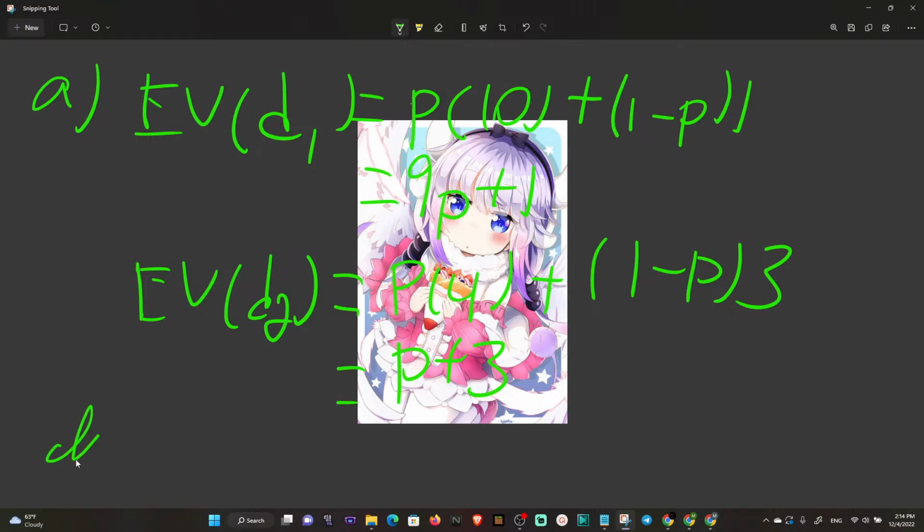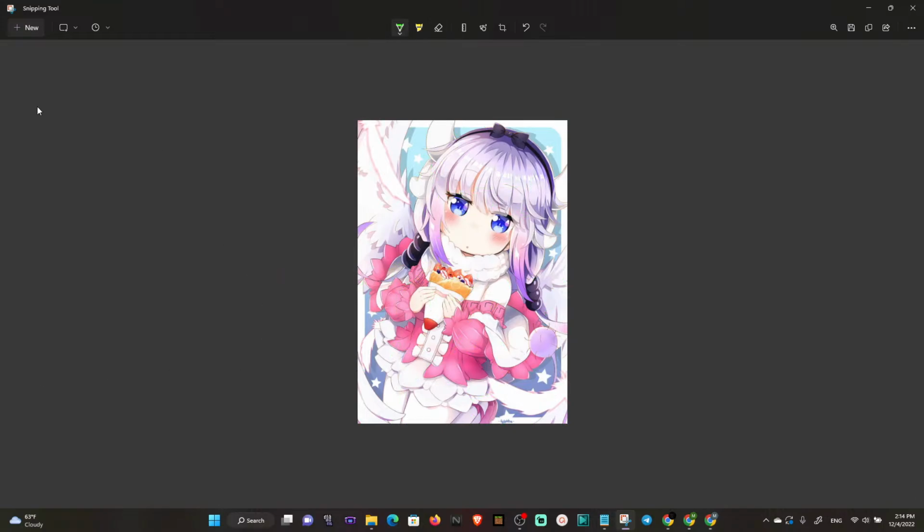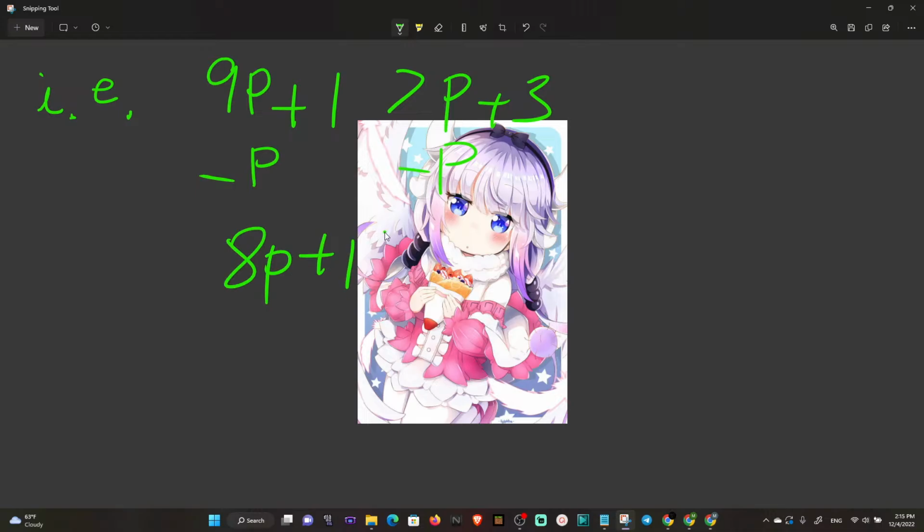Given that 9P plus 1, so now we do if EV D1 is greater than EV D2, we pick D1, and vice versa. However, we're not done yet, given that this is a much longer section. So in essence, if we want to take the entire thing, 9P plus 1 is greater than P plus 3. And to solve for this one, we go minus P. We'll get 8P plus 1 is greater than 3, or in other words, 8P is greater than 2. P will be greater than 1 over 4.